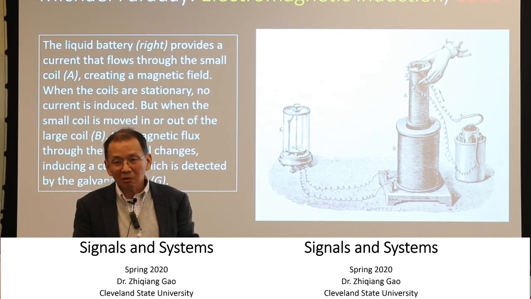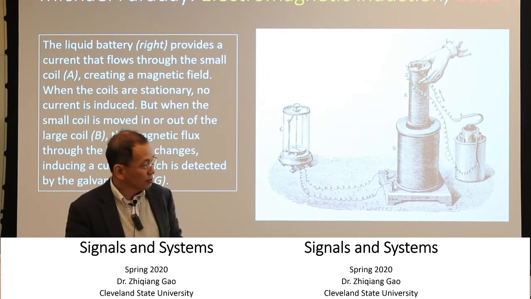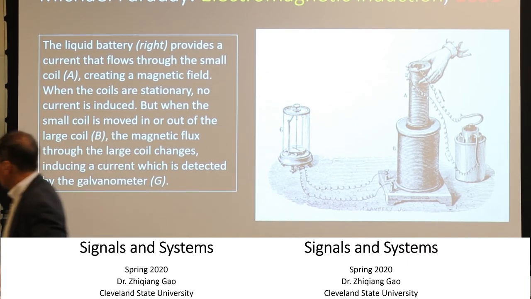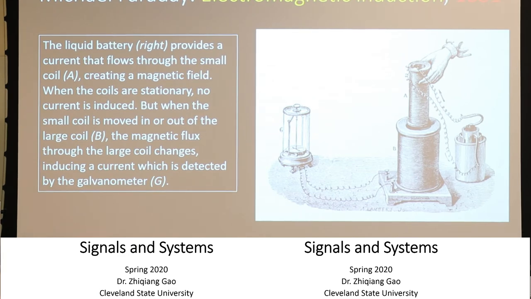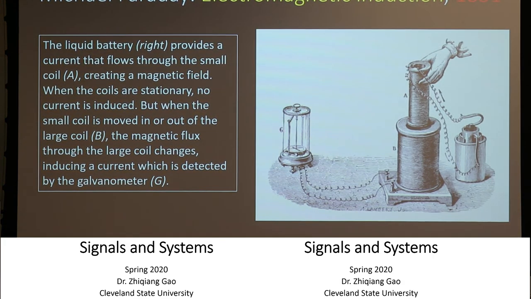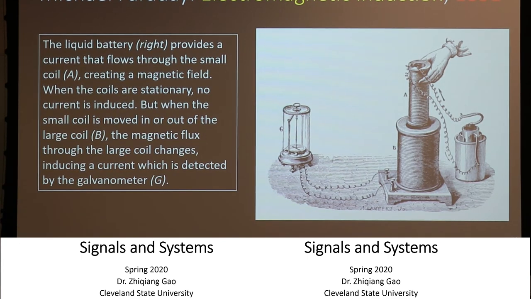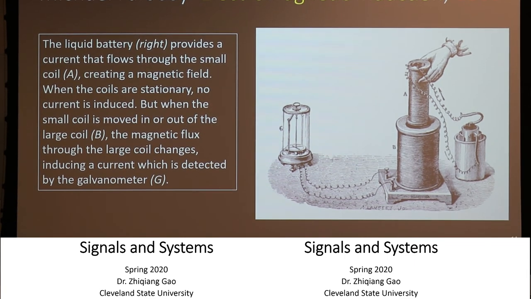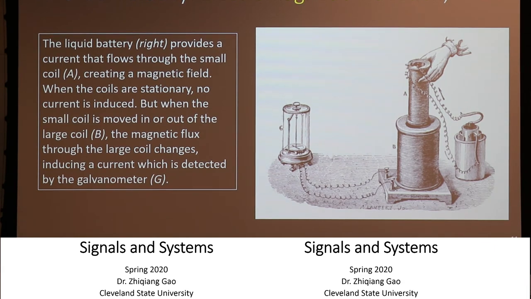There's so much we can learn from history. Right? So that's Faraday. That's not 37, that's not 51, that's 1831. Faraday made this discovery in 1831. So now you see the numbers are lining up. This is in the middle of the Industrial Revolution, by the way.